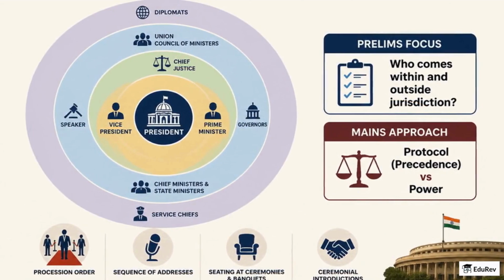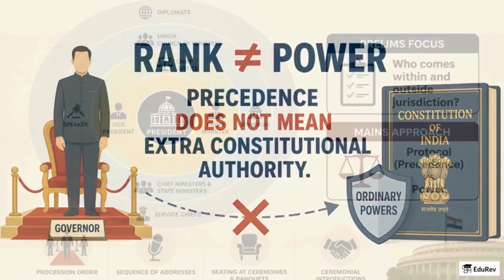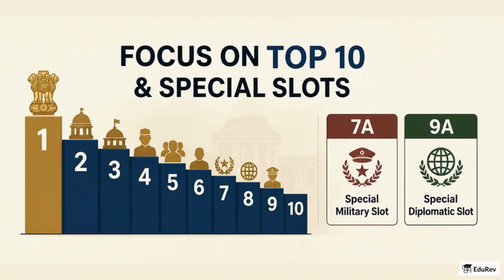Many UPSC prelims questions test basic placement or the rule about within and outside jurisdiction, while mains answers sometimes use precedence to illustrate protocol versus power. A common mistake to avoid in exams is treating precedence as evidence of power. For instance, a governor's rank in their state does not give them extra constitutional authority beyond their ordinary powers. Another common question angle is identifying which office holds a particular rank number. So focus on the top 10 and the notable special slots like 7A and 9A.